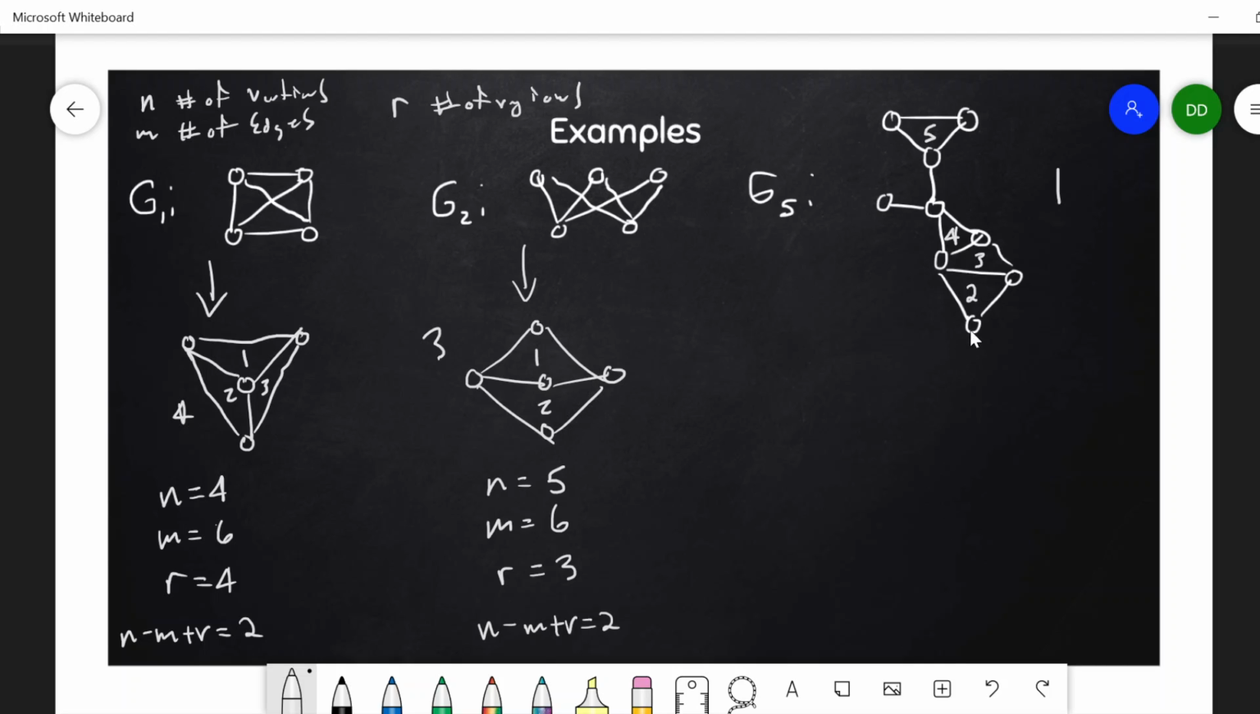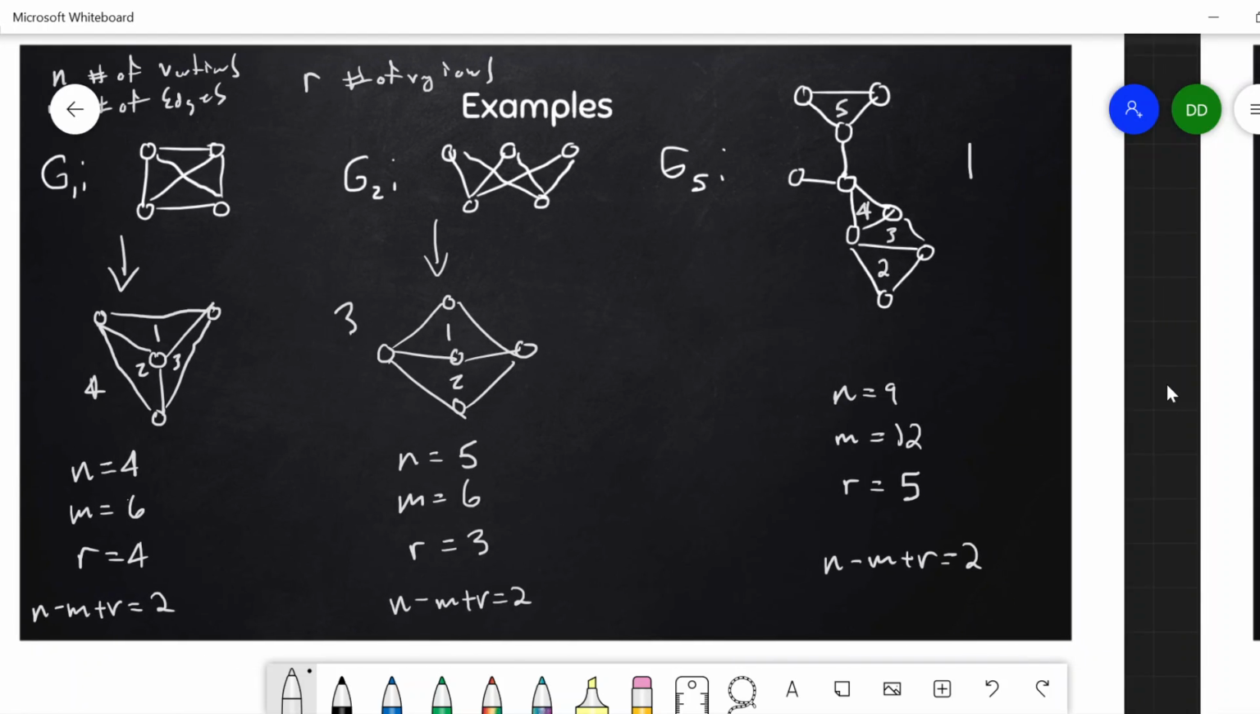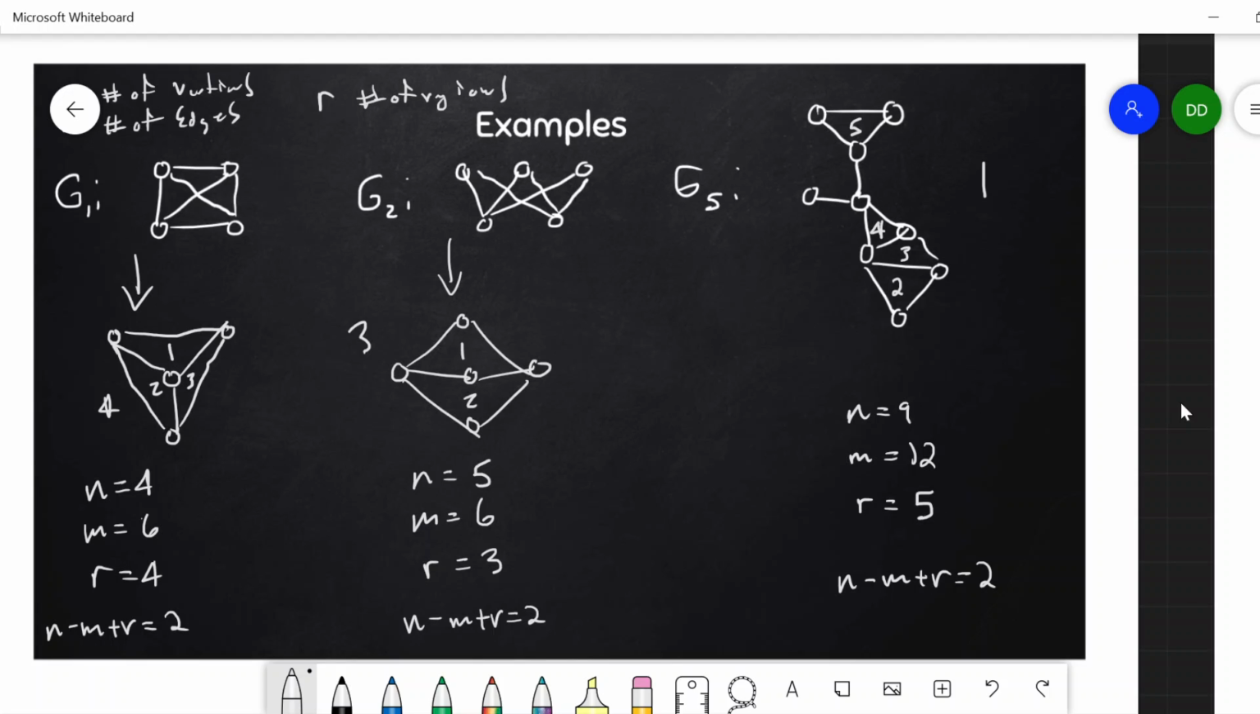And let's see. So I have 1, 2, 3, 4, 5, 6, 7, 8, 9 vertices. N equals 9. M is equal to 12 edges. And how many regions? I have 5 regions. Yep, so again, Euler's formula checks out. N minus m plus r is equal to 2 here in this case as well. So it seems Euler's formula is going to work even for planar graphs that do not arise from polyhedra.